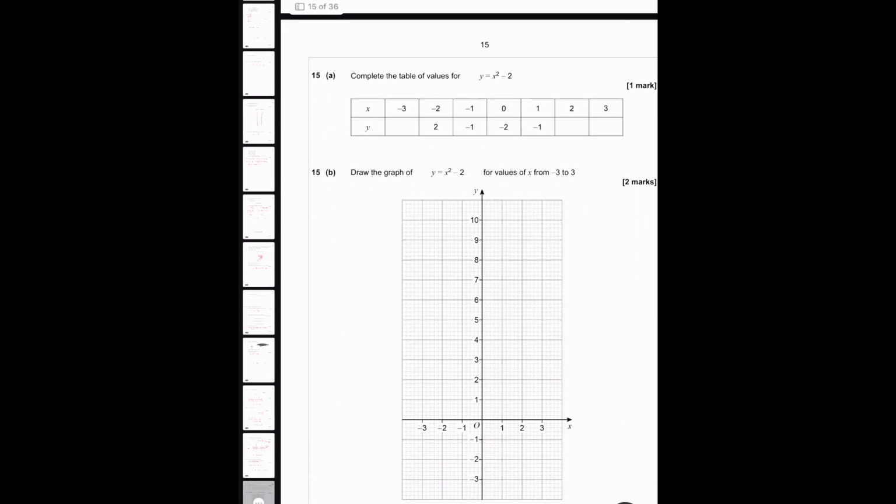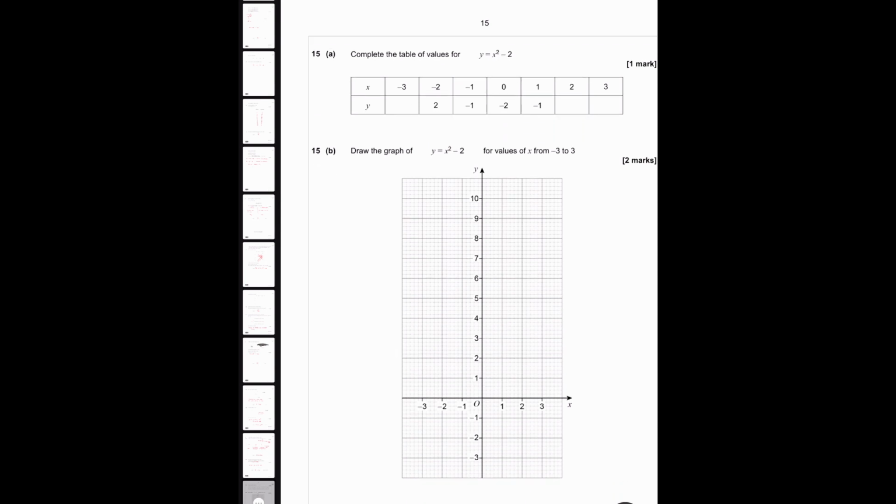In question 15, we've been given the table of values for y equals x squared minus 2. We've got a couple of blanks we need to fill in first. So if we write above what these values are, minus 3 squared is 9, 2 squared is 4, and 3 squared is 9 again. Now we can take 2 off these values, so 9 minus 2 is 7, 4 take away 2 is 2, and 9 take away 2 again is 7. Now all we need to do is plot these coordinates onto our graph below and join the points with a curve.